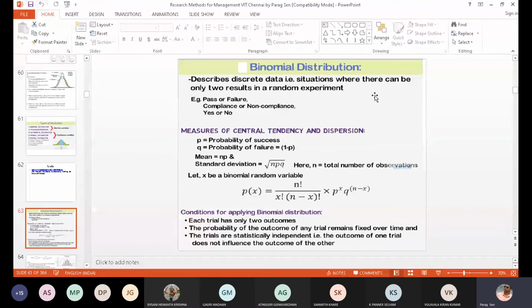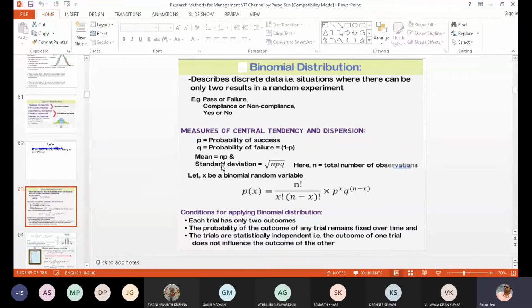Where you have two types of outcomes, you can use the binomial distribution. So let's take a look at an example: measures of central tendency and dispersion. What are the formulas that we will see? P is equal to the probability of success, and Q is the probability of failure. So if P is the probability of success, automatically Q is 1 minus P. The mean is given by np, and the standard deviation is given by root under npq, where small n is equal to the total number of observations.